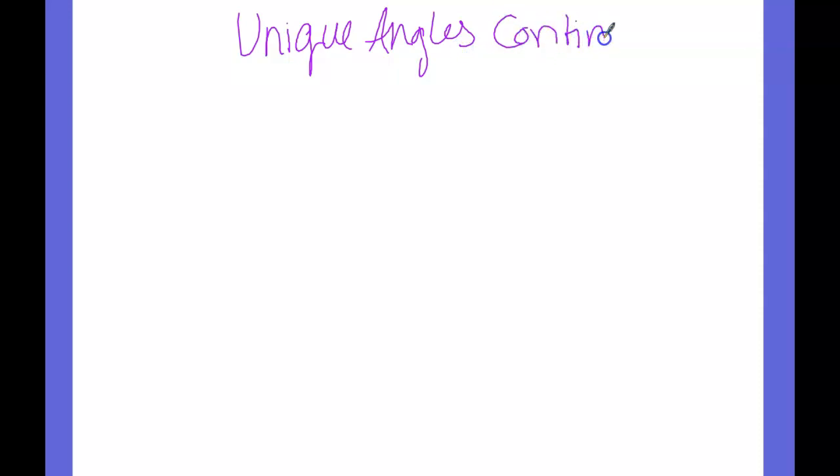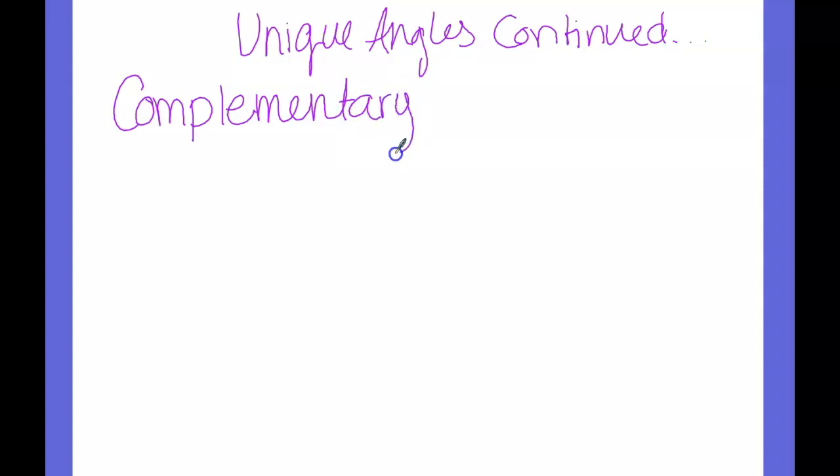So now this is on page 29. It's unique angles. Continue. Okay. The first one we have is complementary. And I kind of boxed in complement.